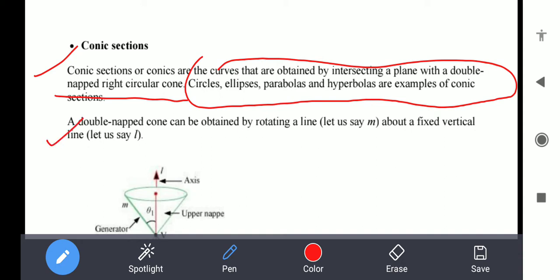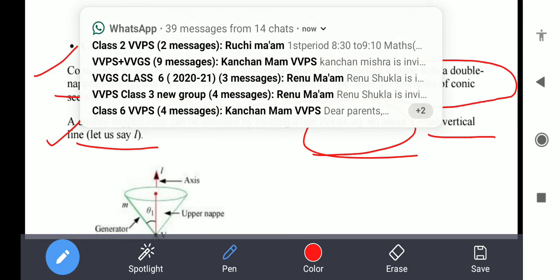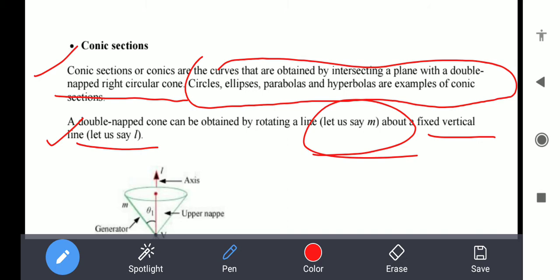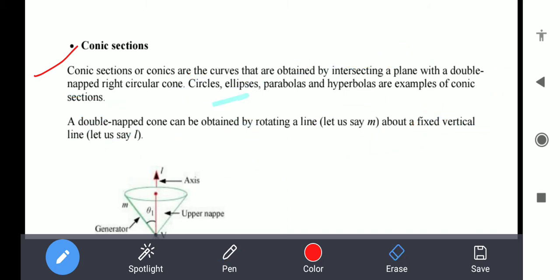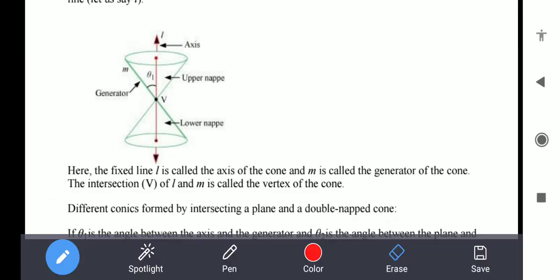A double napped cone can be obtained by rotating a line, let us say M, about a fixed vertical line, let us say L. You have to rotate a line M with respect to another fixed line L. Here you can see in the diagram, the line M is rotated around the fixed line L, then the shape generated is a double napped right circular cone.